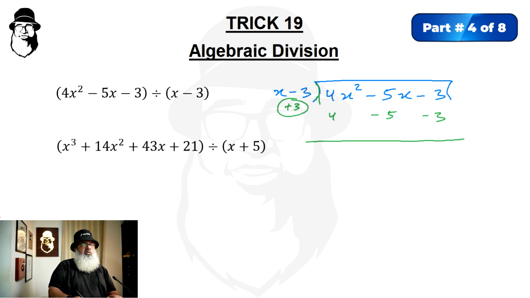Okay. So the first thing we do is we bring this first coefficient down as it is, and then the next step is we multiply it by the transpose. 4 times 3 is 12. We write 12 here. Now this is minus 5 plus 12. So 12 minus 5 is 7, positive 7.